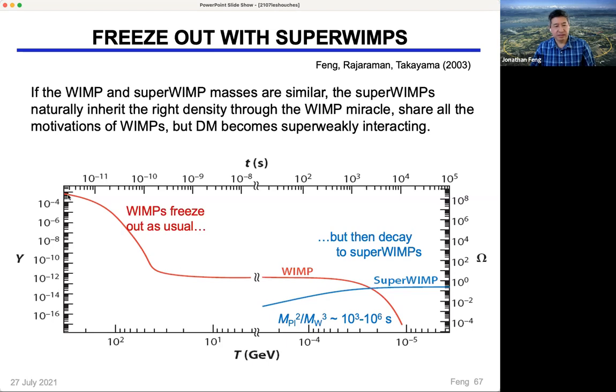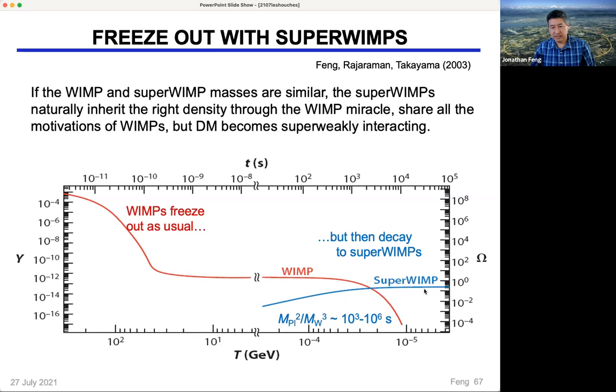So the WIMP freezes out after a nanosecond, sits around in the universe. The universe gets colder and bigger, and then a week later, it decays. Or maybe it's a month, half a year, whatever. It decays, and all of a sudden the WIMP abundance drops because they're all decaying away, and you get this super WIMP abundance that then grows.